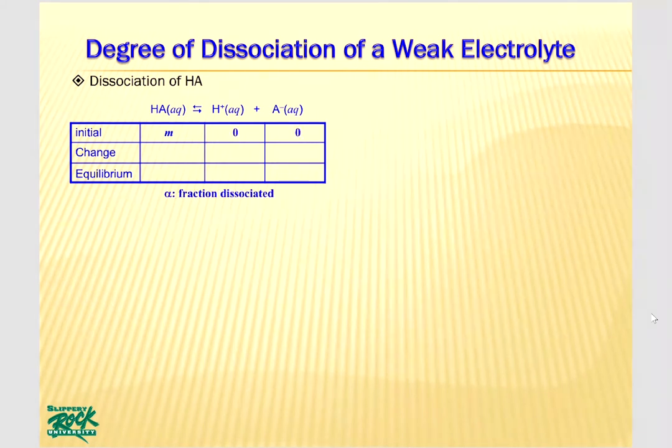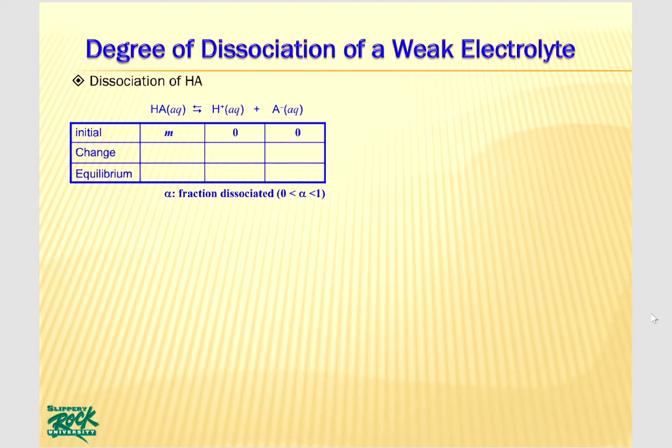Let's take alpha as fraction dissociated. Suppose alpha of a substance is 1. It implies that it dissociates completely into ions, meaning 100% of the substance dissociates. So, it is a strong electrolyte. If alpha of a substance is 0, then it does not dissociate into ions at all, implying that it is a non-electrolyte. So, alpha of a weak electrolyte should be in between 0 and 1.